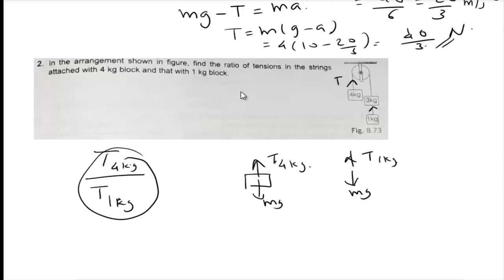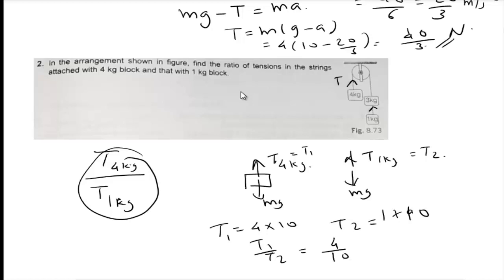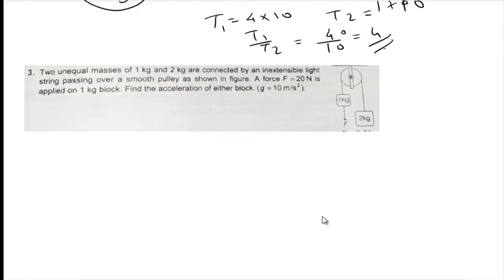So here we can write T equals, I am giving this as T1 and this one as T2. So T1 equals mg, 4 into 10. T2 equals mg, that is 1 into 10. So what will be the value of T1 by T2? It will be equal to 40 by 10, that is 4. Since it is not under motion, no need to consider any acceleration over there.